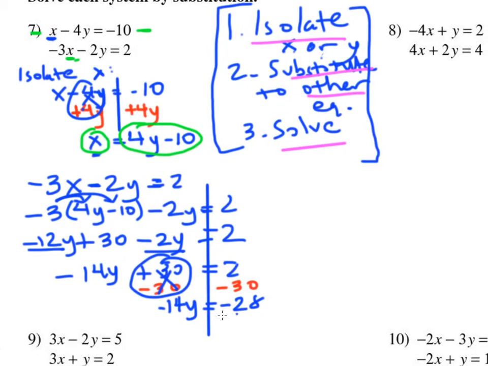All right, so our last step to get y by itself, divide by negative 14. This is going to become a 1, so we get y equals 28 over 14. How many times does 14 go into 28? 14 goes into 28 2 times, and a negative over a negative makes a positive, so this is a positive 2. So y equals 2.